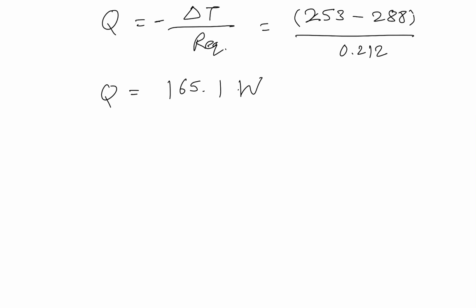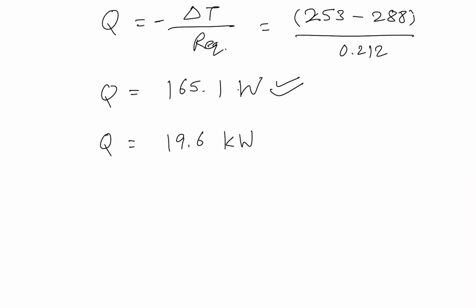When there was only one pane, we got the heat loss value as 19.6 kilowatts, and with two panes we got 165.1 watts. If we compare the two values, we are getting a more than 118 times difference. So there is so much heat loss we are preventing just by using two panes.